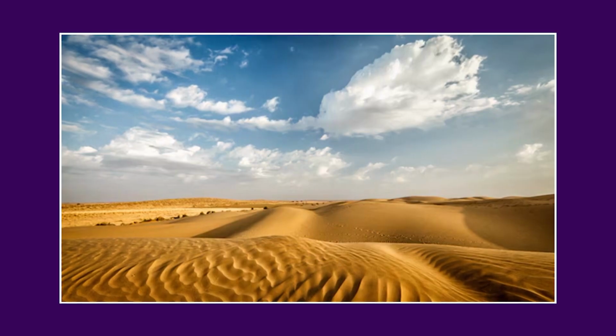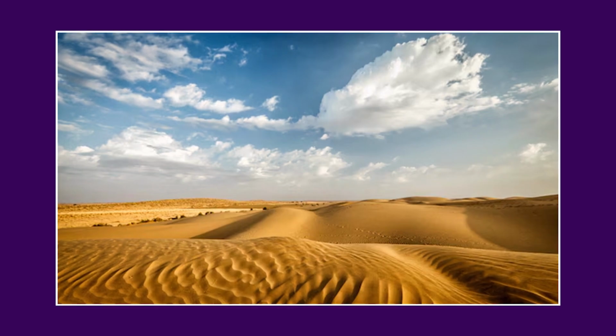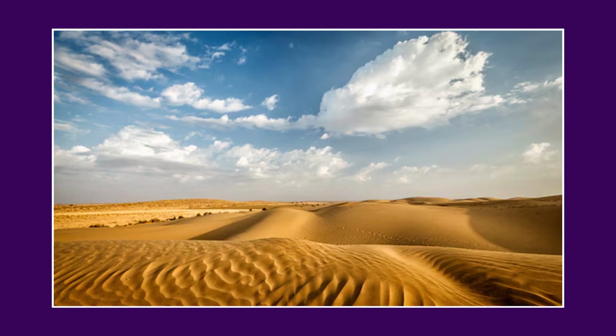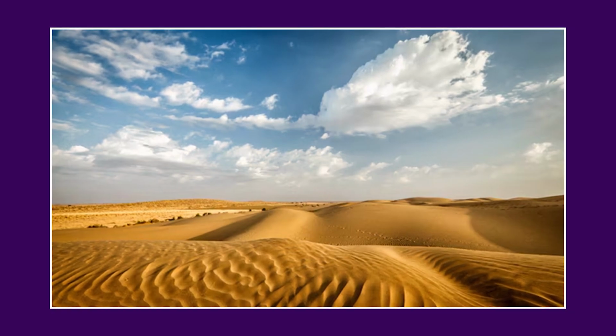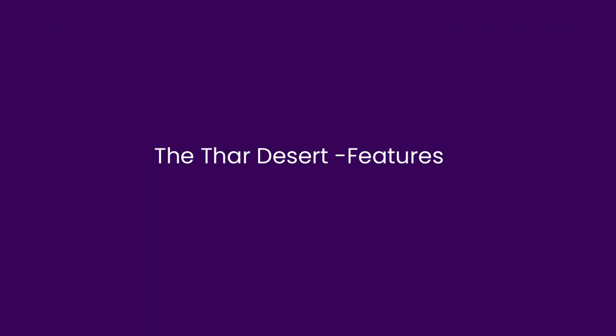The Great Indian Desert lies between the Aravalli Hills in the northeast and stretches to Punjab and Haryana to the north, to the Rann of Kutch along the western coast and the alluvial plains of the Indus River in the northwest. Next, we will understand the important features of the Great Indian Desert.